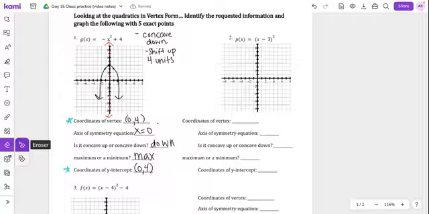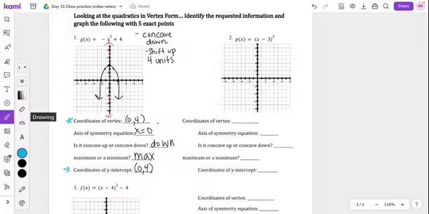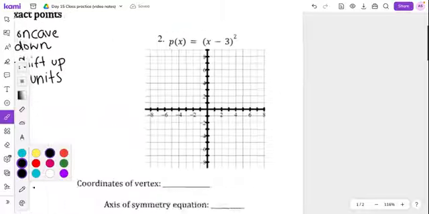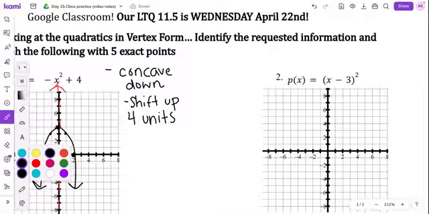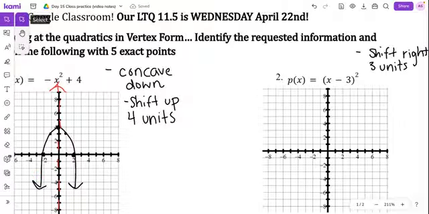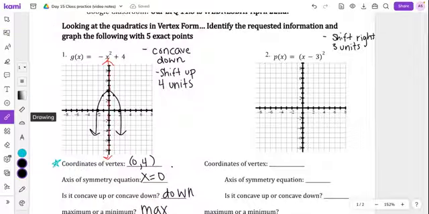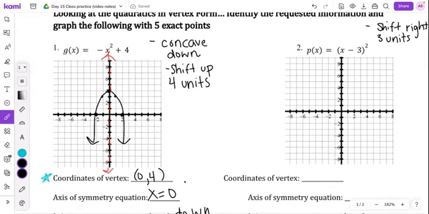So number 2 looks a little bit different. First off, we notice that number 2 is positive, so it's going to be concave up. But we see that minus 3 on the inside, which really means that we're going to do the opposite and we're going to shift to the right 3 units. Okay, now that we shift to the right 3 units, we are able to plot our vertex at 3 comma 0. So let's plot that 3 comma 0.